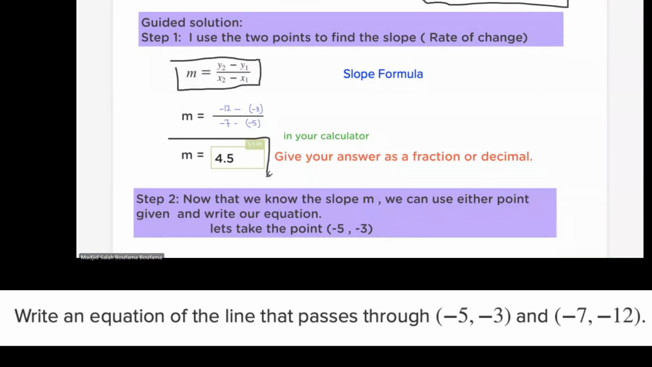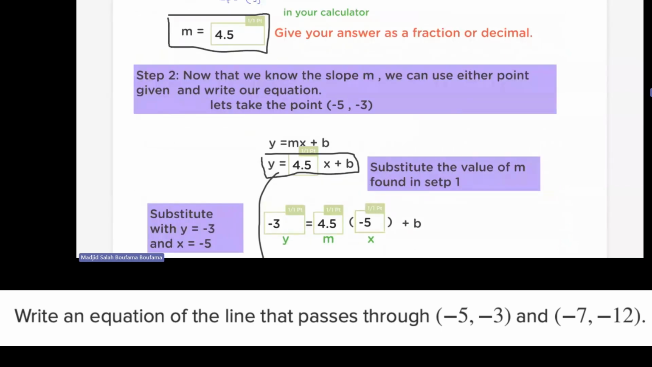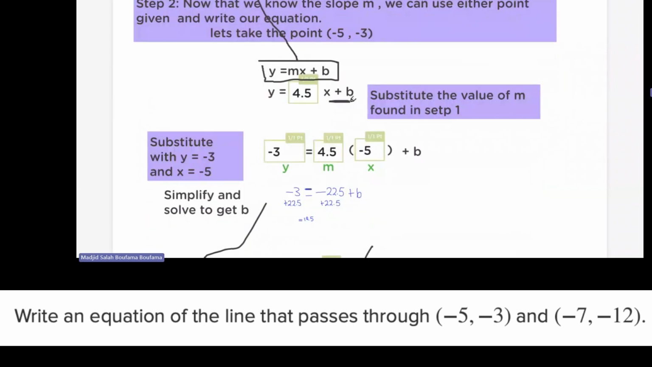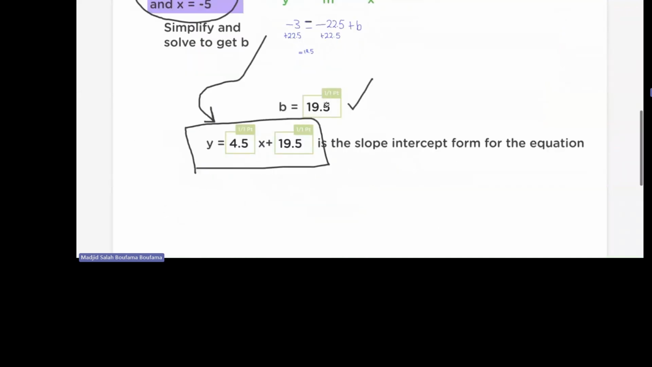You get your slope. After you get your slope, you write your equation in slope-intercept form, y equal mx plus b. And you substitute m. This is your y equal mx plus b. And you substitute your m inside the equation. You get this form. You need to find b. To find b, substitute with the point given, one of the 2 points. Just substitute and solve for b. After you find b, put it back in the equation, and you're done. Any question?